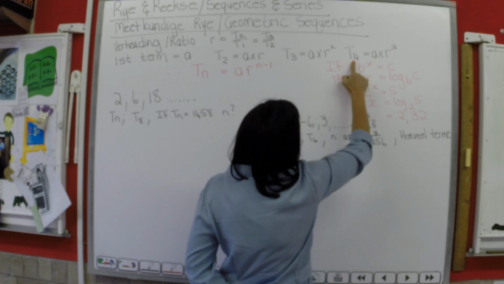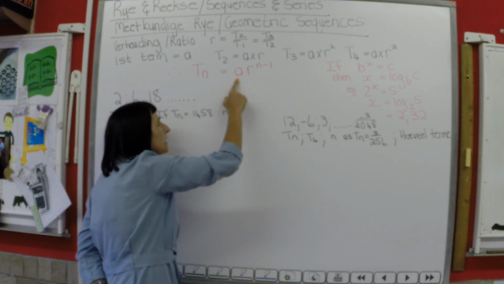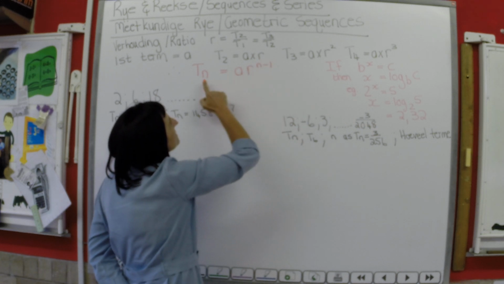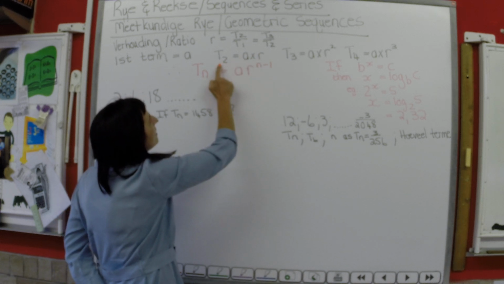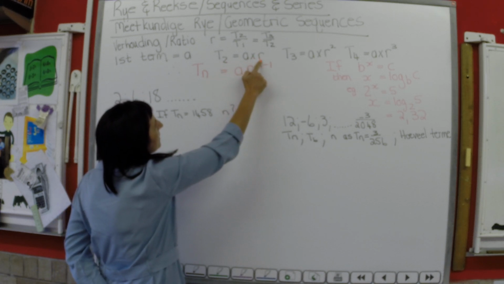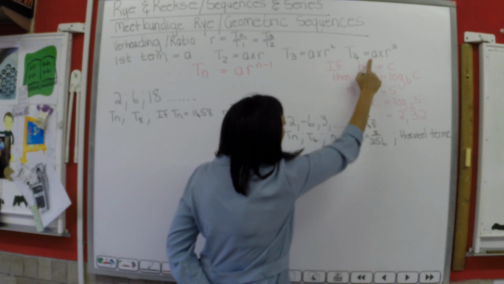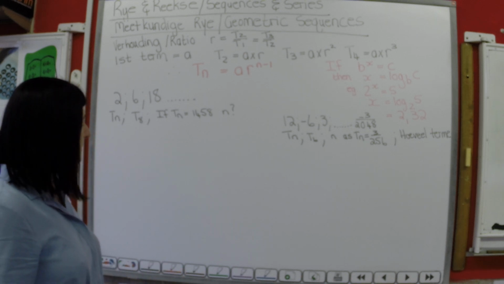So Tn is therefore going to be the first term A times R to the power n minus 1. Sien julle waar kom dit vandaan? Term 2 is A maal R tot die mag 1. Term 3 is A maal R tot die mag 2. En term 4 is A maal R maal R maal R.